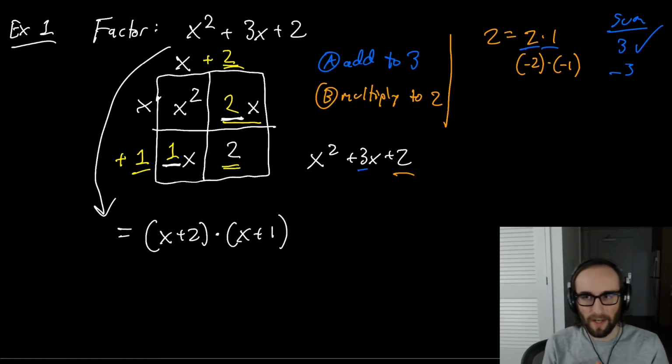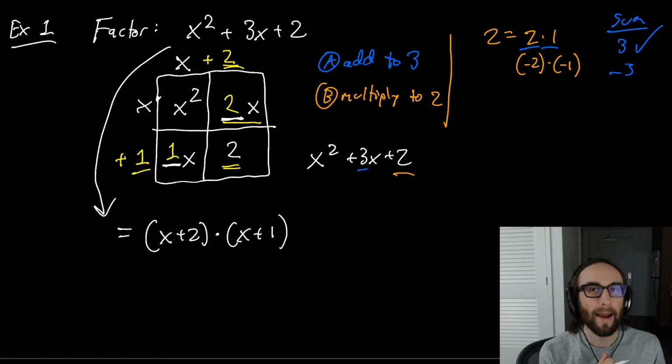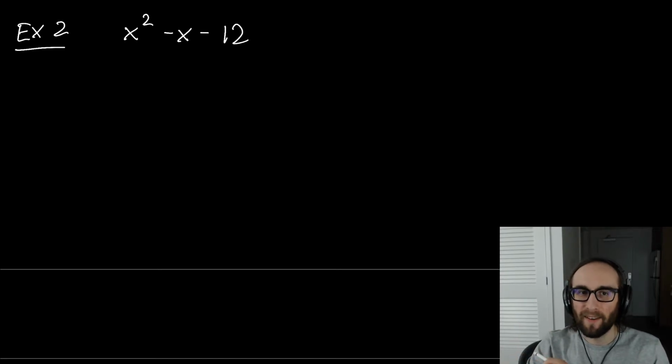Okay, so a really quick example. We didn't have a lot of factors to look at, so this one was really simple to get through. We just needed to find factors of 2 that add up to 3 and then fill in the boxes. Let's do another example. Here we have example 2, and we're going to look at x squared minus x minus 12. So the next examples are going to be a little bit more work than that first example, which was pretty straightforward.